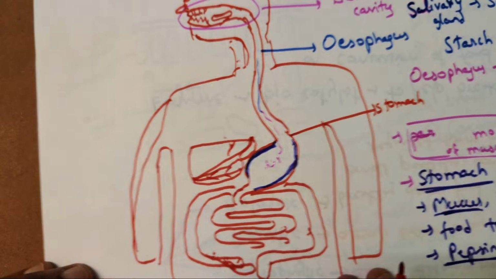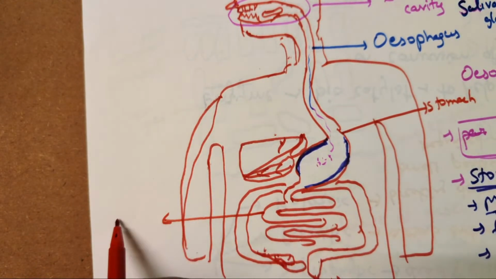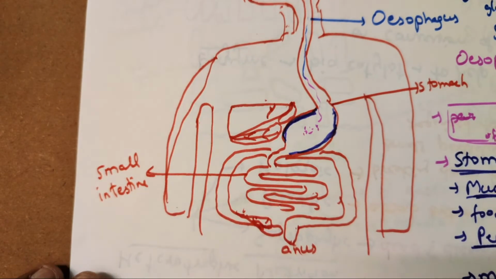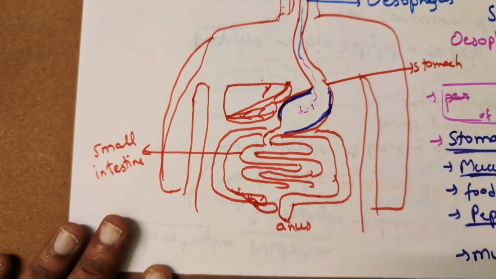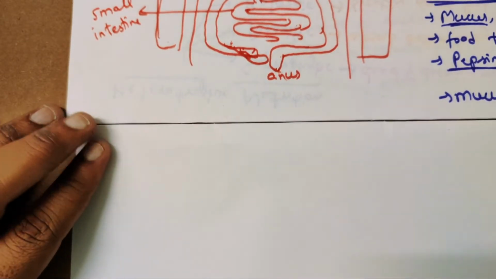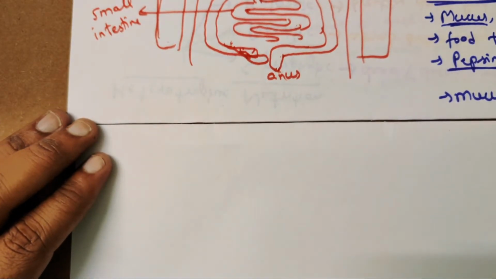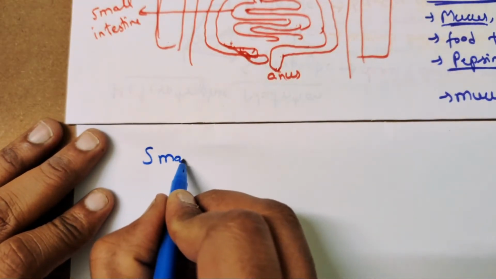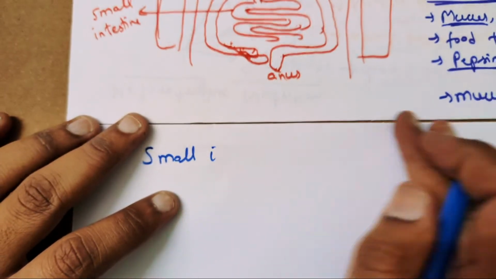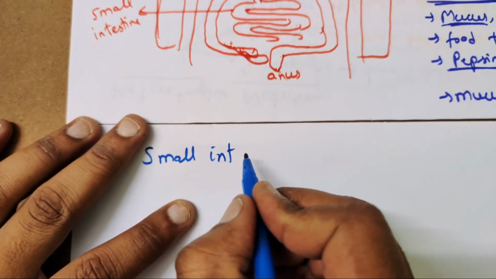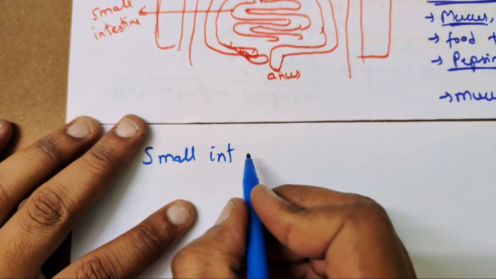Now the food is going into the small intestine. Now we will see what is happening in the small intestine. The small intestine is the main part of our digestive system, where the food is getting converted into smaller particles, and from here the glucose or carbohydrates and amino acids that are formed will be transported to other parts.